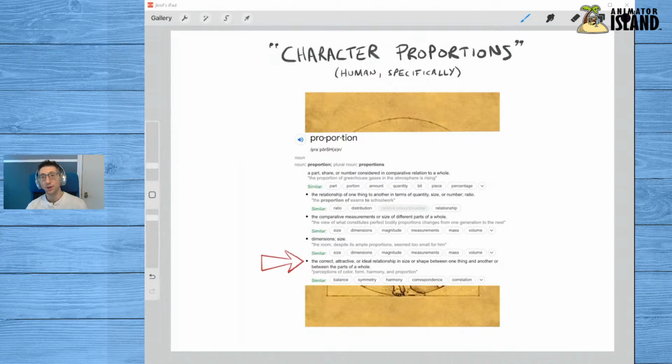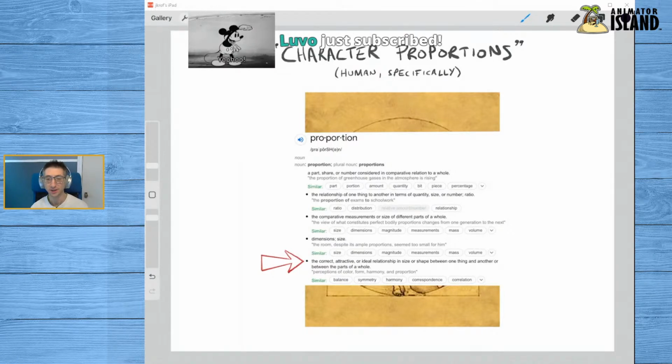So to begin, we need to look at the beginning, that first part.